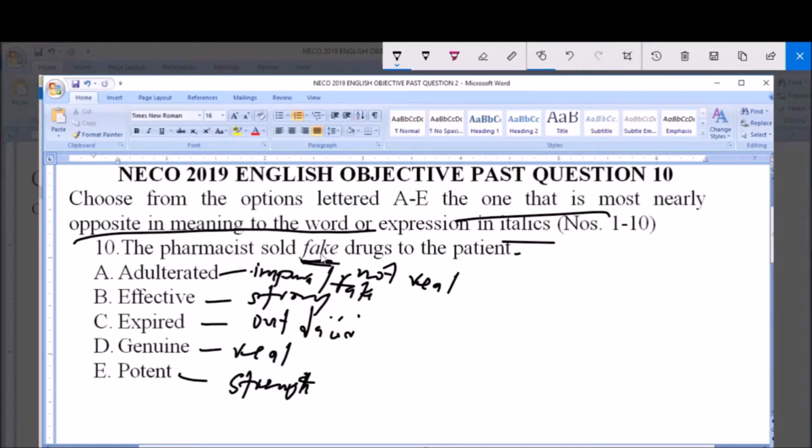So the only word that can actually serve as the opposite of the word fake here is genuine, because fake means not real and we have real. So this serves as the opposite. So option D is correct, which is genuine.